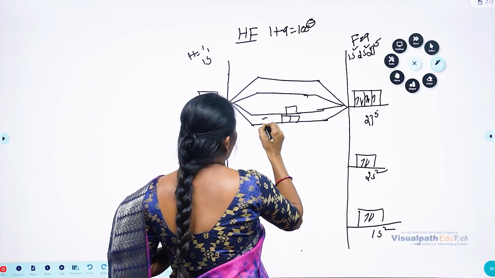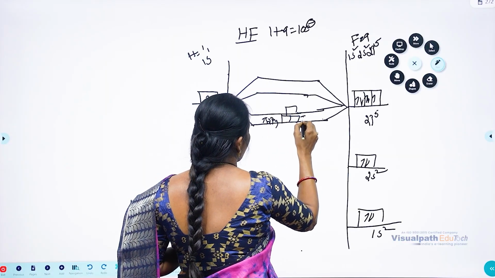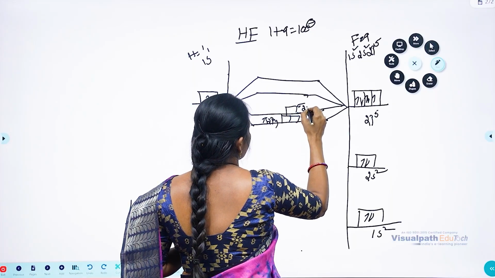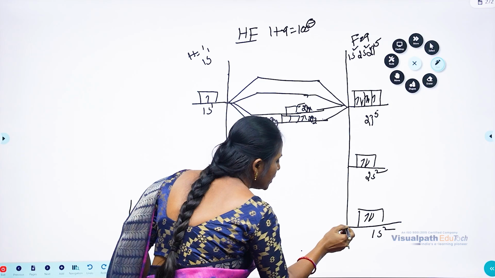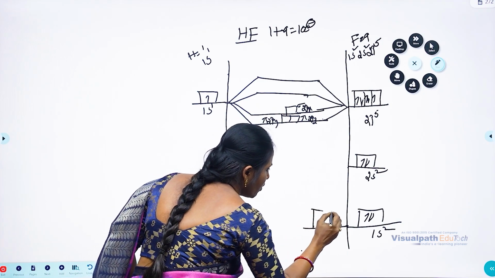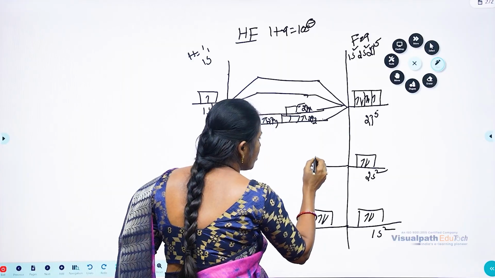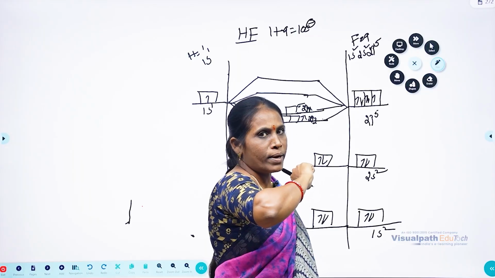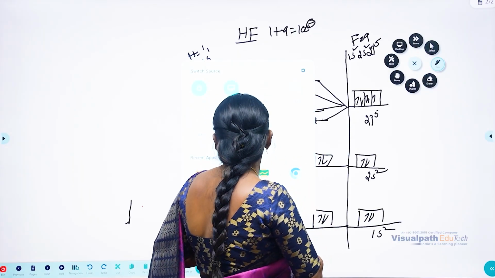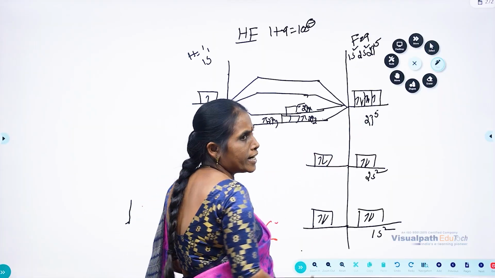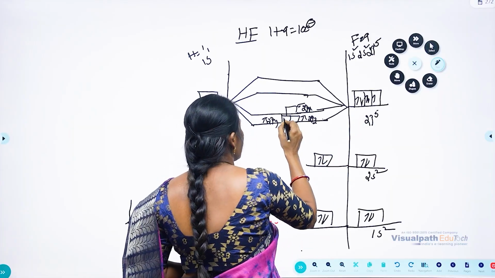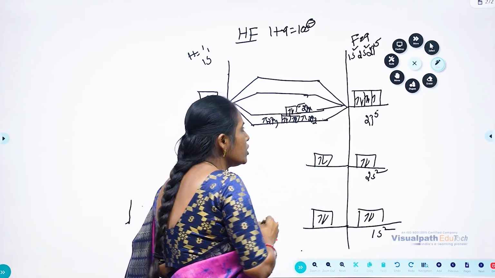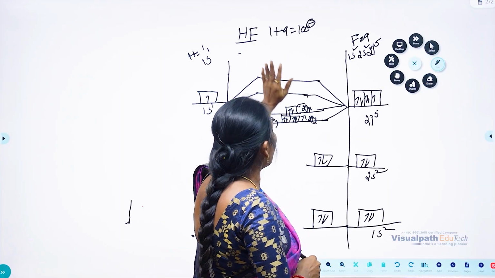It is the pi 2py, pi 2pz, and sigma 2px. See here, only one atom is involved here, and here also only one atom is involved. But here two atoms are involved. In the two atoms, how many electrons are there in total? Hydrogen is with 1 electron, and fluorine is with 5 electrons. Total how many? 6 electrons are there. So these 6 electrons first enter into the bonding. Okay. So here it is the MOT diagram of hydrogen fluoride.